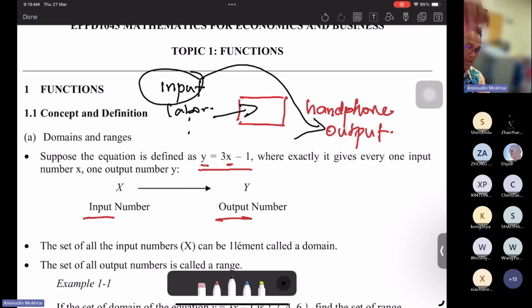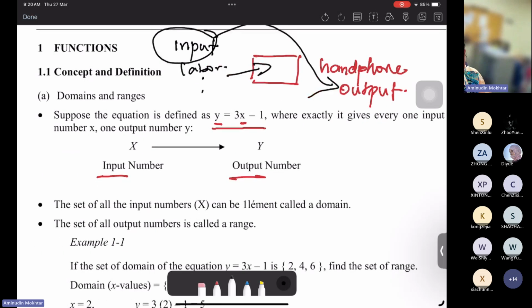The same goes for the equation. Let's say for example y equal to 3x minus 1, there are two terms here. x will be considered as input and y will be considered as output. In terms of input, we need the value of x. First, we need to decide the value of x before we can calculate the value of y.